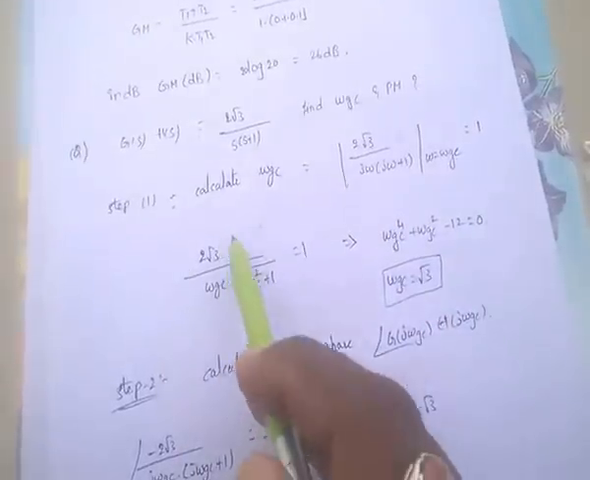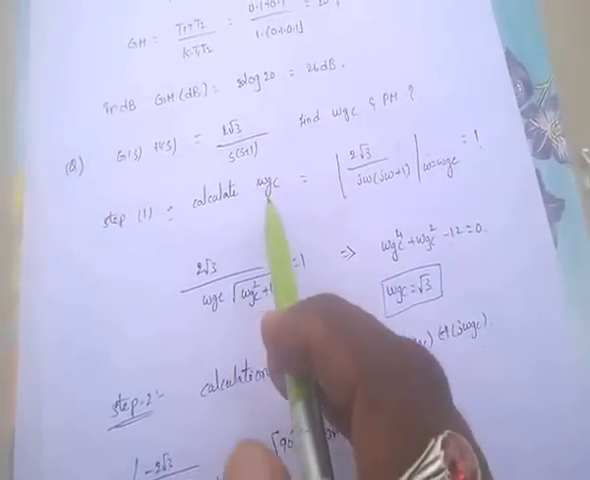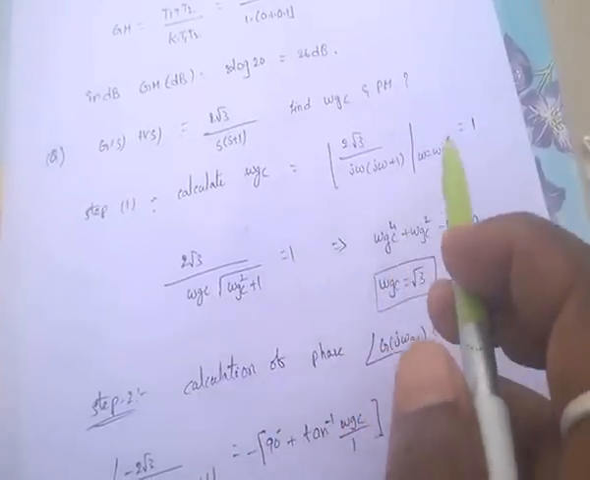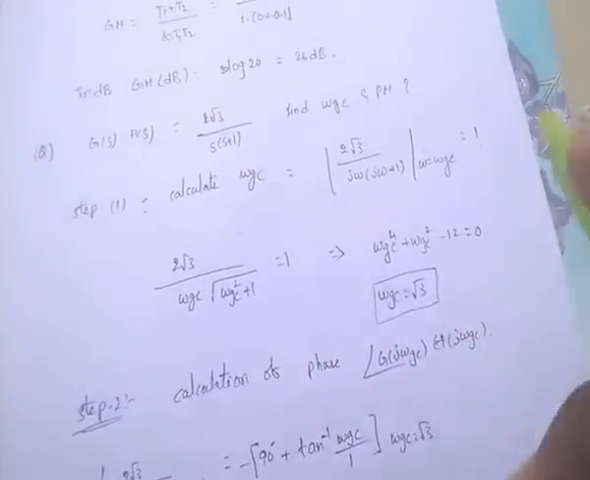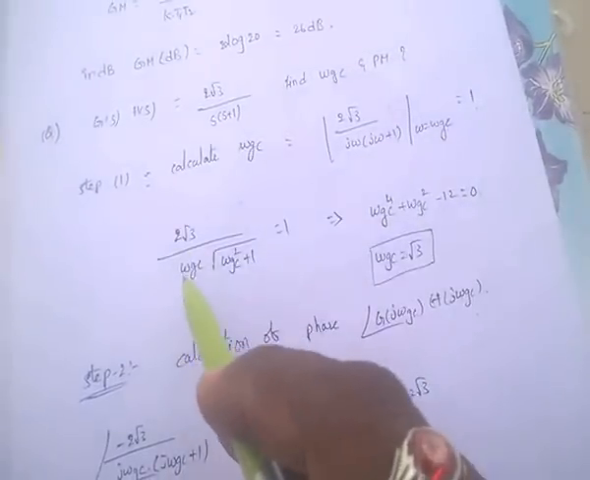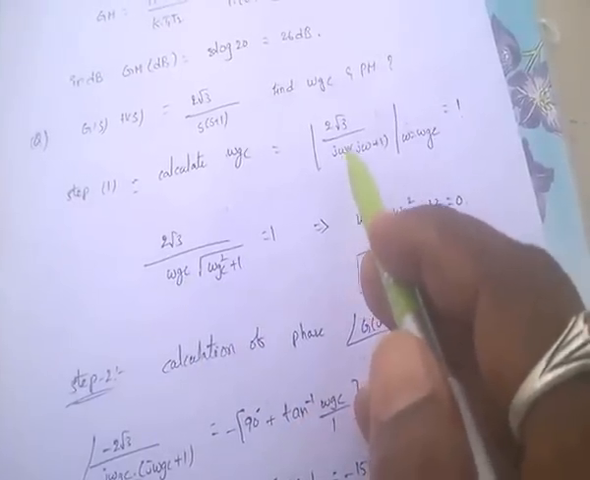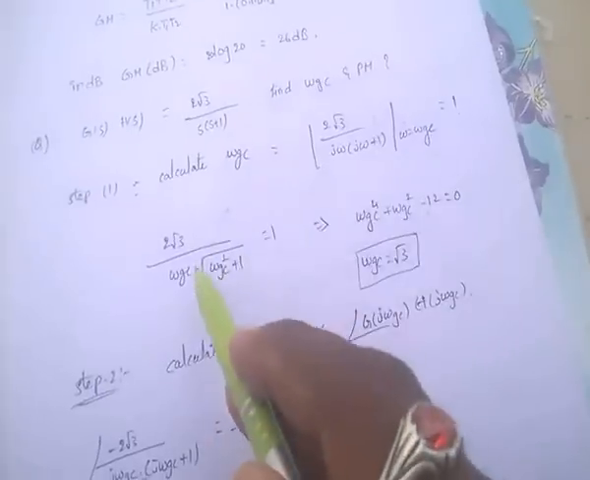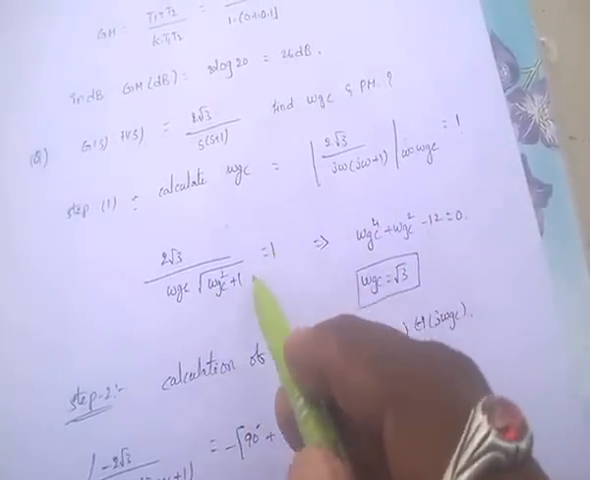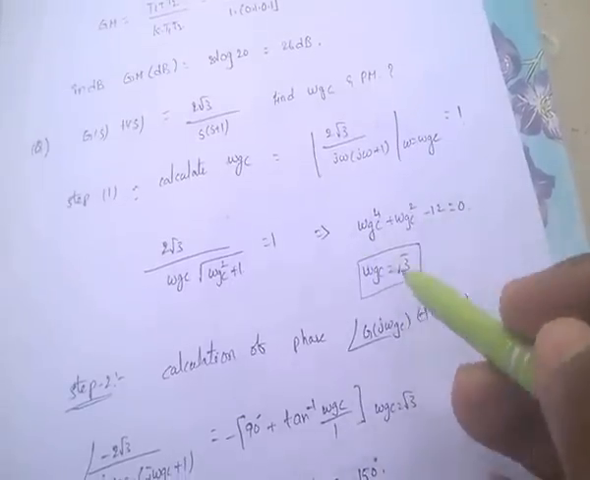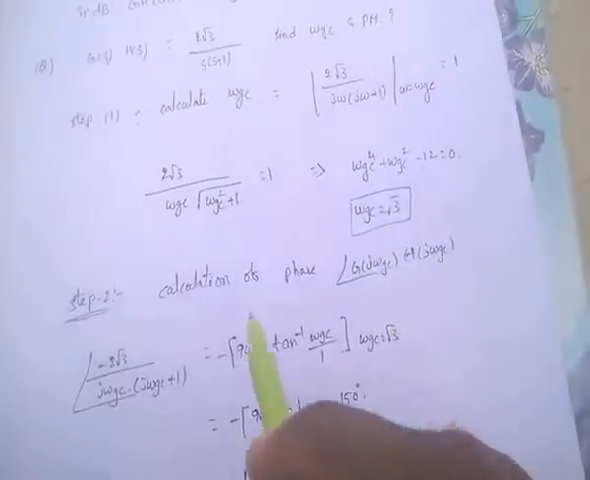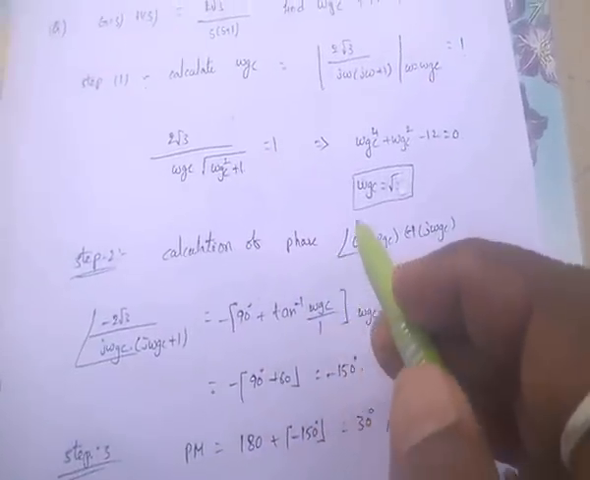For this, first of all, find out omega GC. What is omega GC? It is the gain crossover frequency. It is the frequency at which the magnitude equals 1. That is, the magnitude at omega equal to omega GC equals 1, which means 2 root 3 by omega GC. Substitute omega equal to omega GC, that is omega GC into root of omega GC square plus 1, equal to 1. Here we can get omega GC equal to root 3.